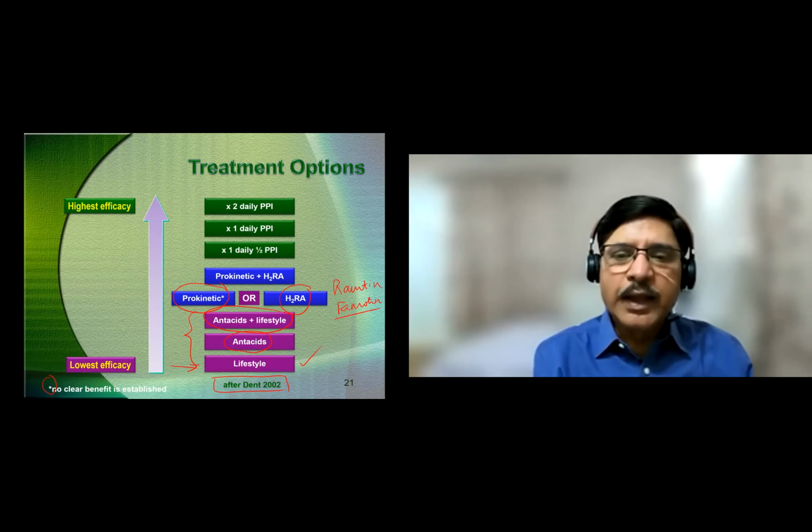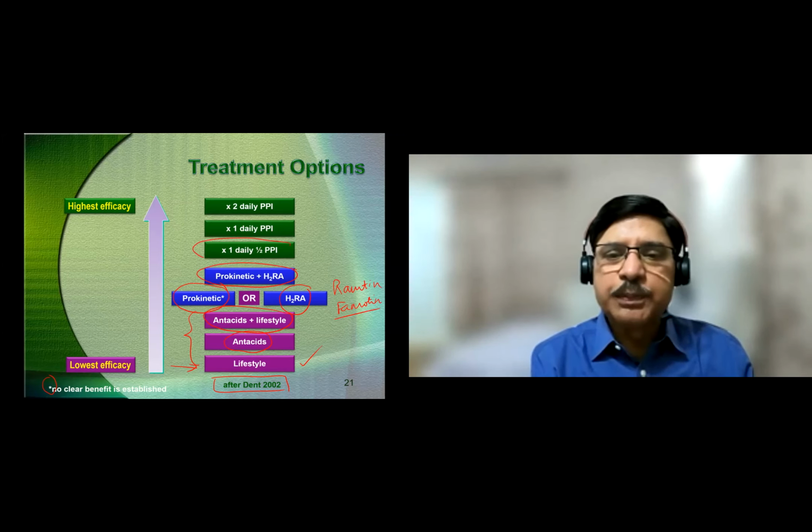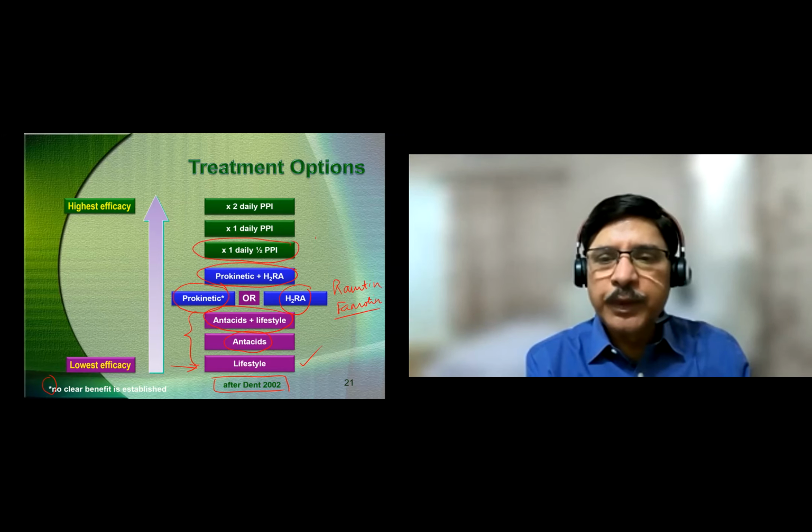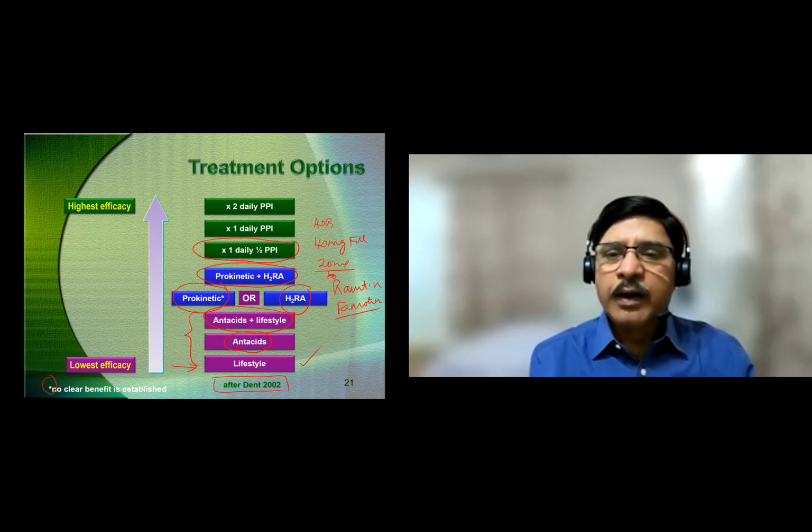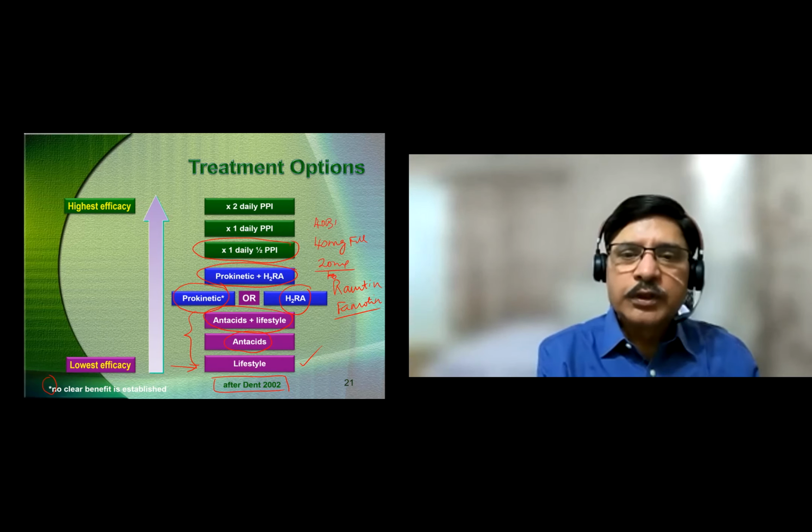Then the next level will be prokinetic plus ranitidine. Then once daily half dose PPI. What is half dose PPI? 40 milligrams of omeprazole is full dose. 20 milligrams is half dose. Double dose would be 40 BID. So there will be full dose, half dose, and double dose. So this is full dose PPI, then the double dose PPI.